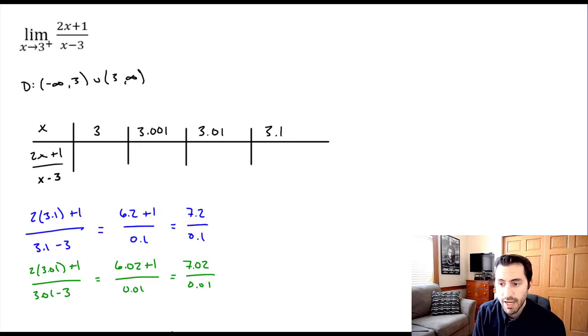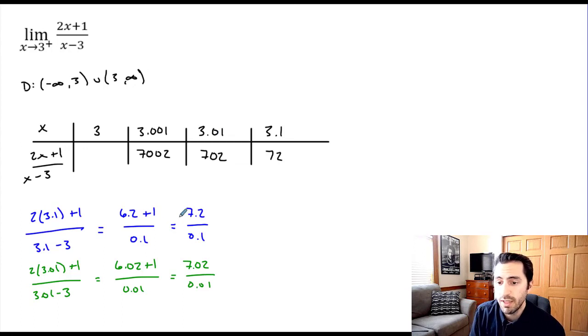Hopefully you can see what's going to happen if I plug in 3.001. If I look at these denominators for each of these fractions, they're getting smaller and smaller. And again, like I explained in our general example, when I'm dividing by a very small number, my result is going to be a very big number. So as I get closer and closer to 3, the values of these numbers are going to increase without bound. Okay, let's get the results for these.